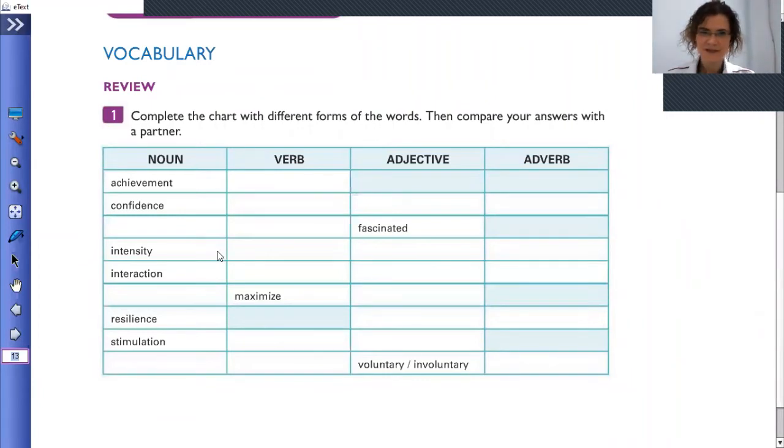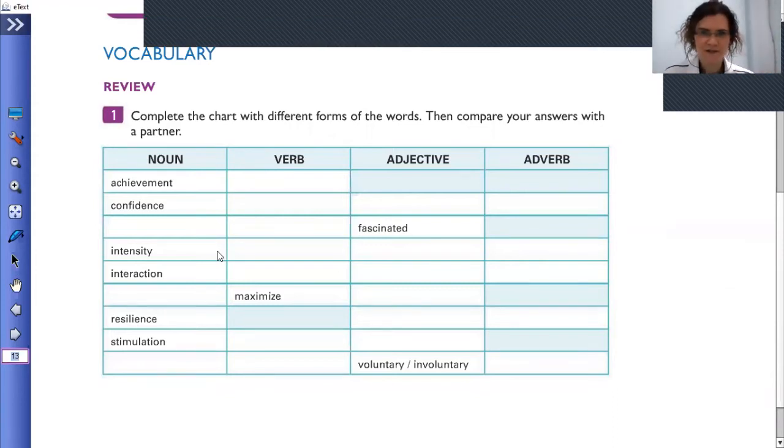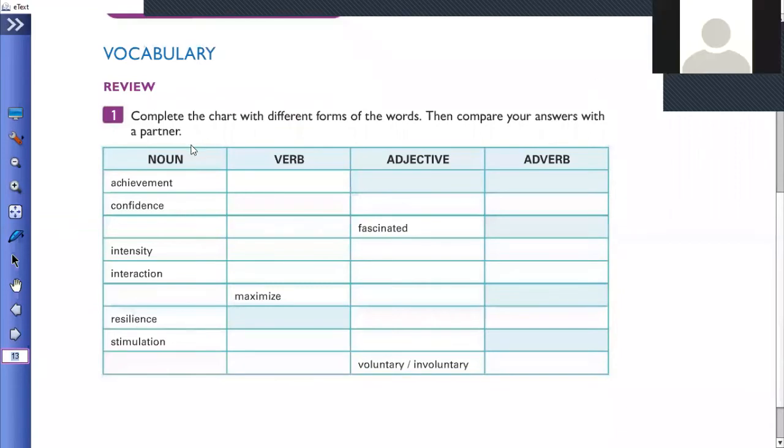Okay, now we're going to go with the review. Here you see noun, verb, adjective, and adverb. Can someone tell me what this is called in English? What is it called where you have these different parts, noun, verb, adjective, adverb, all together? Who can tell me? Part of speech. Awesome. That is called part of speech.